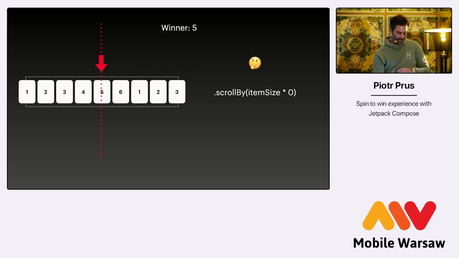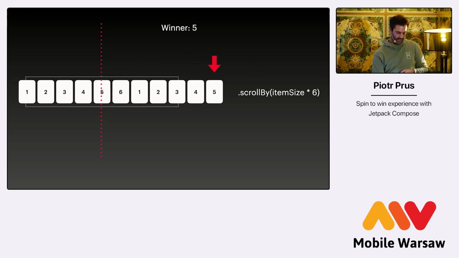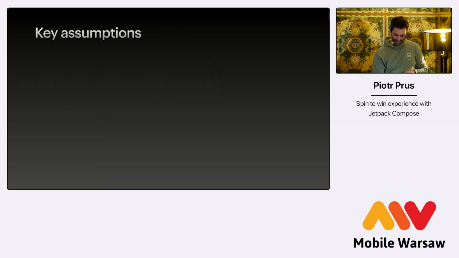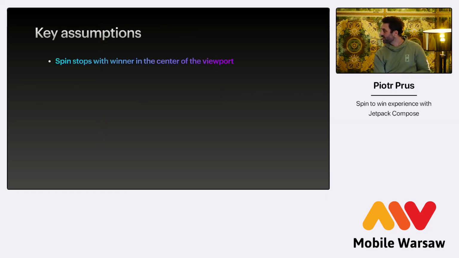And if the winner is exactly at the center when we start our second phase, we do not want to stop immediately. We want to add some extra slowdown. So in that case, we'll scroll by extra 6 items. That rather never happens, but we have that covered. So a few key assumptions.